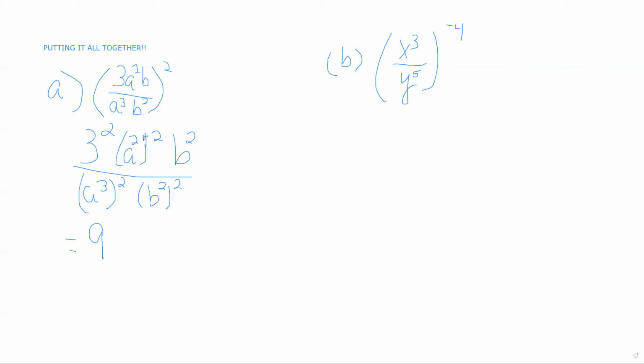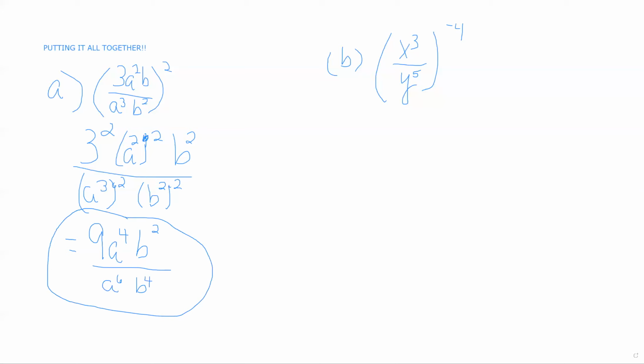So I realize that 3 squared will become 9. Here, 2 times 2 will give me a to the 4th. And then I show b squared over 3 times 2, which will give me a to the 6th. And 2 times 2 will give me b to the 4th. Final answer should be 9a to the 4th b squared over a to the 6th b to the 4th.